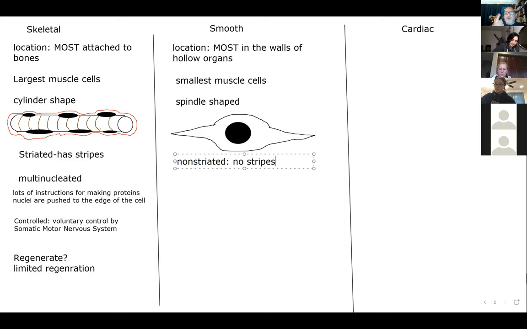We now know that those stripes are due to proteins that cause the skeletal muscle to contract. If smooth muscle doesn't have stripes, that means smooth muscle must use a different method of contraction from what our skeletal muscle does, because it doesn't have its proteins arranged in the same way.